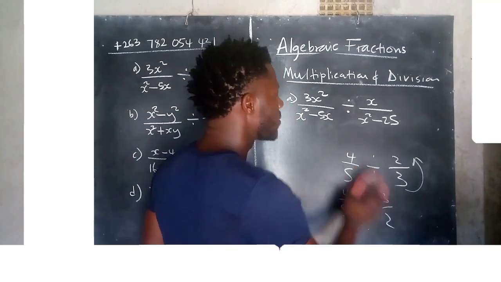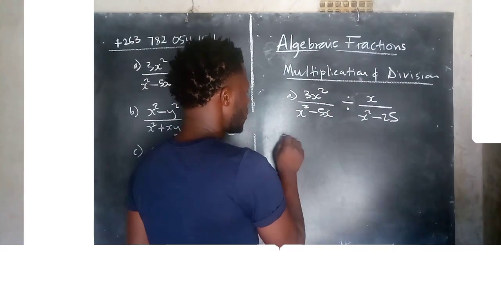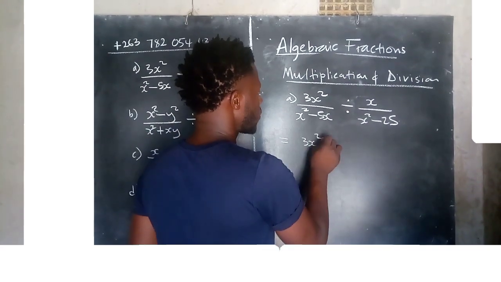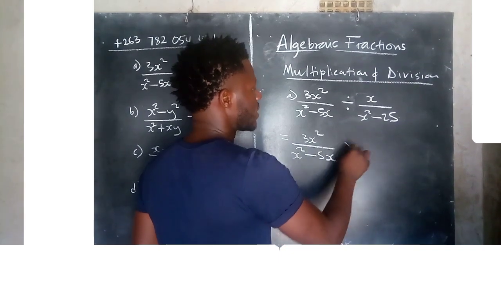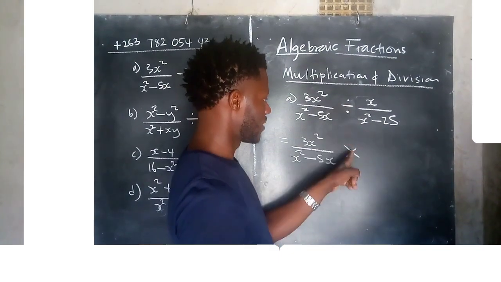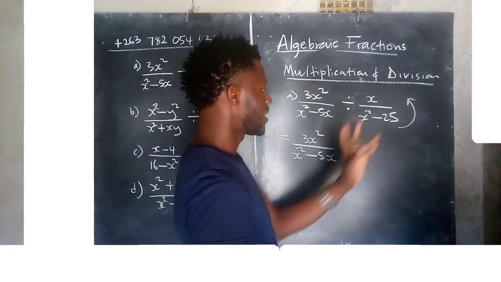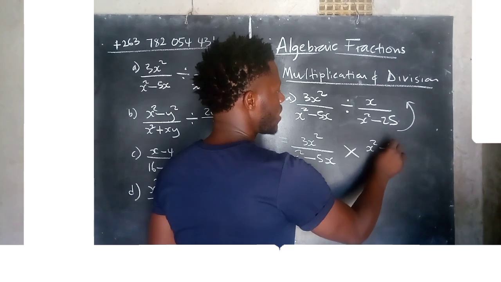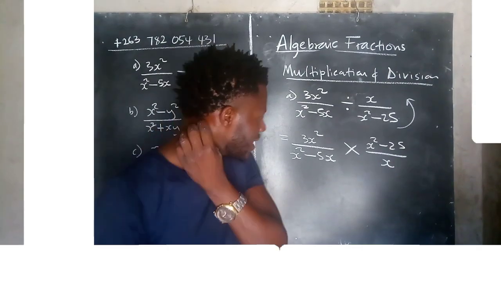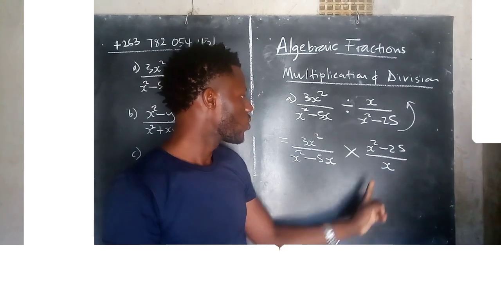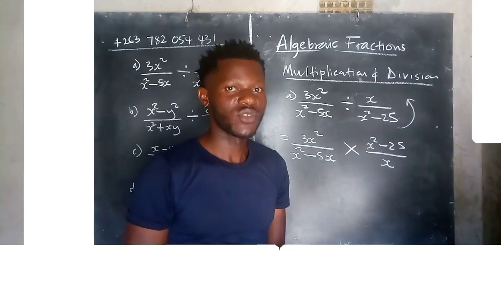So we are borrowing the same skill. From this stage we are going to say 3x squared all over x squared minus 5x, times, we introduce multiplication. Then we invert the term on the right hand side, so it becomes x squared minus 25 all over x. After this stage, it is incorrect to reduce or divide x into x squared. First thing, you must factorize all the terms.